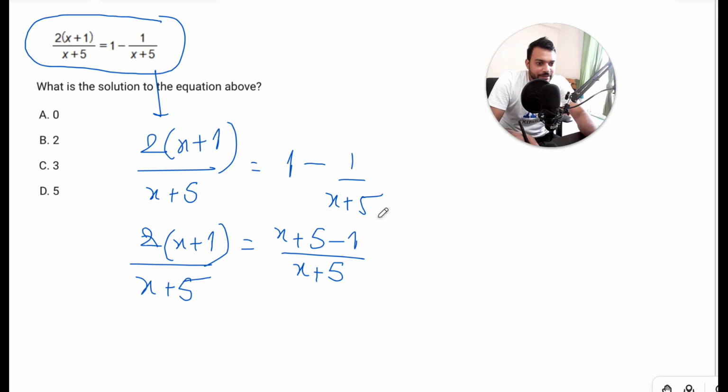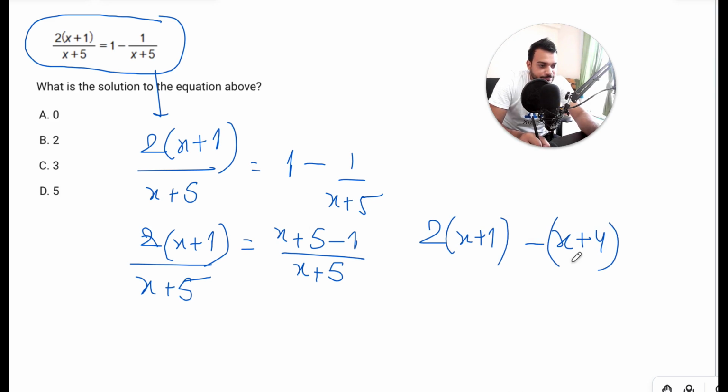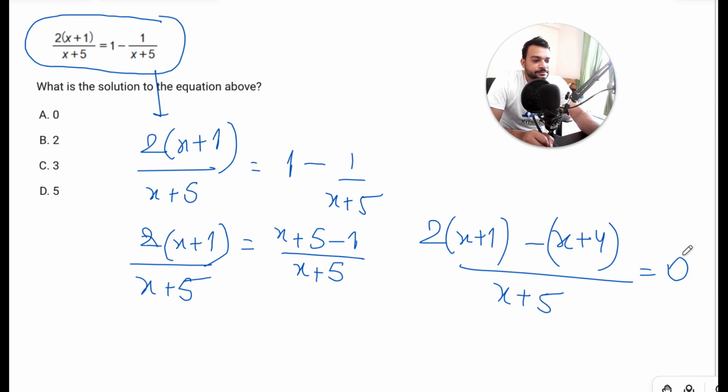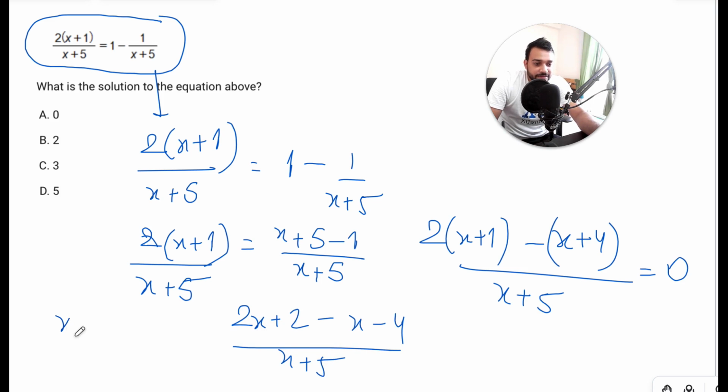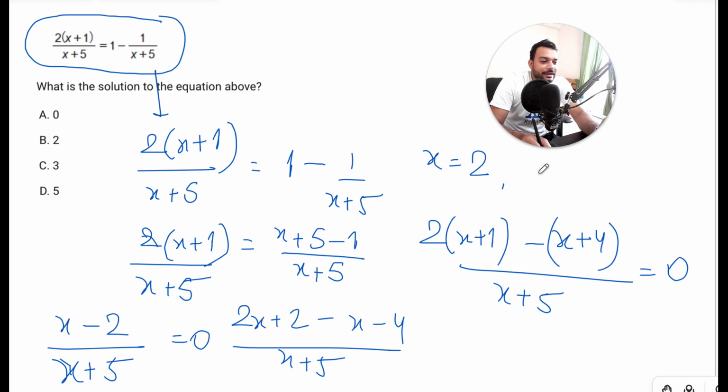Let's go by the traditional way and bring them all to one side. So 2 times (x plus 1) minus (x plus 4), which we get on the right hand side, over (x plus 5) is equal to 0. This is the equation now. So 2x plus 2 minus x minus 4 over x plus 5. 2x minus x is x, and 2 minus 4 is minus 2. So (x minus 2) over (x plus 5) is equal to 0. So x is equal to 2 and x is not equal to minus 5.